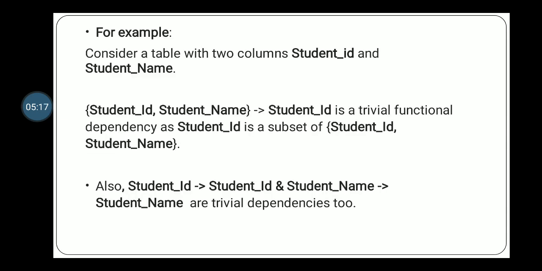We'll see the example. We have student ID and student name, and student age. So we'll have three attributes. Student ID, student name, combinedly you can find the value of student ID. So student ID is a subset of LHS. RHS is a subset of LHS. So it is trivial functional dependency, which derives itself, means it is also a trivial functional dependency.